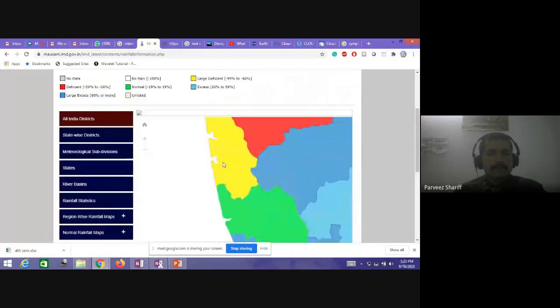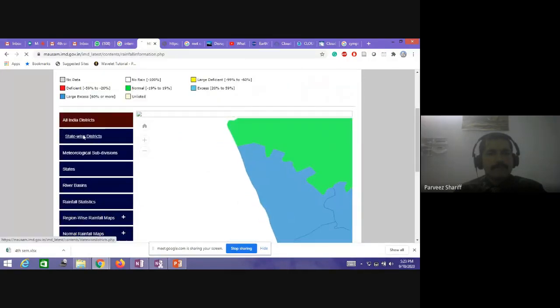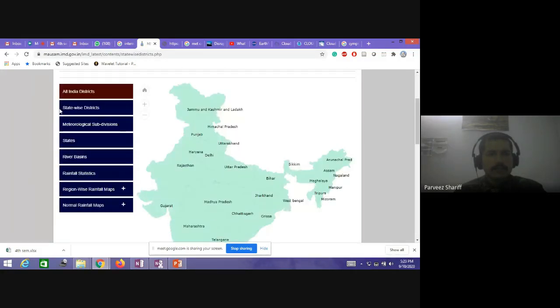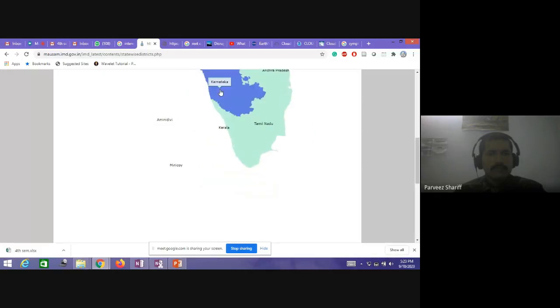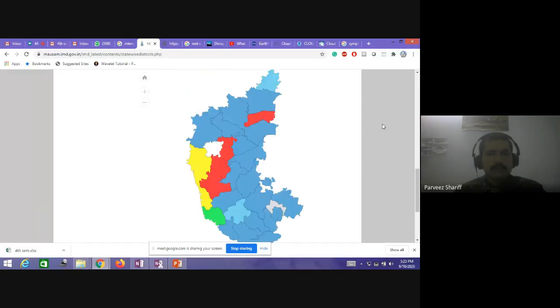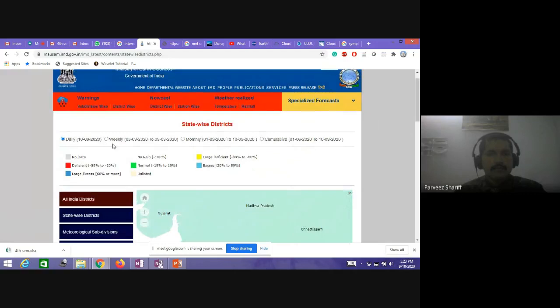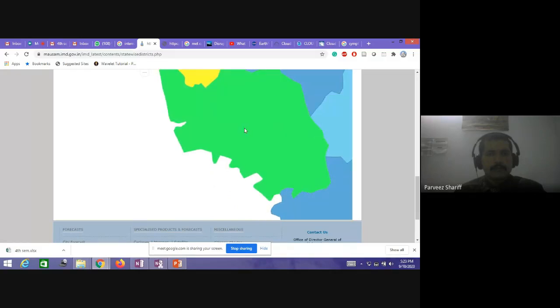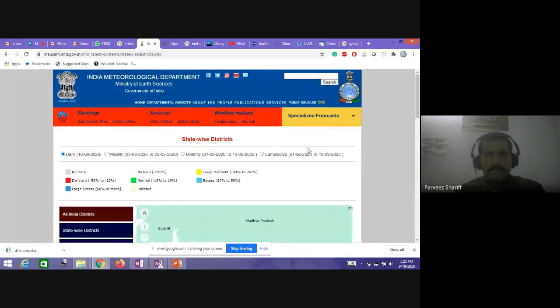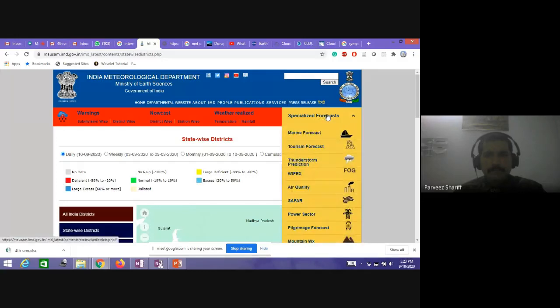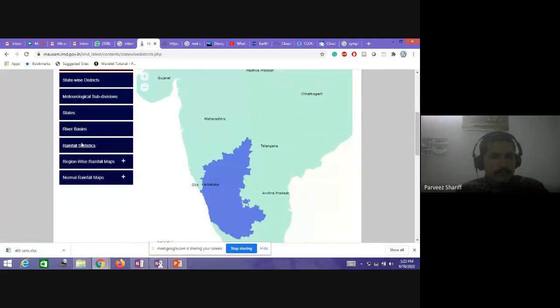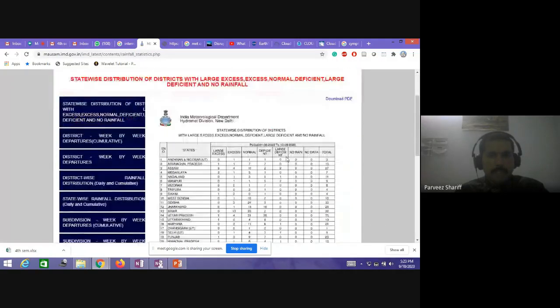You can see the data as well. I have seen the data. I am not sure. Day wise, Karnataka, and say somewhere here. I've seen some information. I want to show you that. Subdivision. Okay. Rainfall statistics.